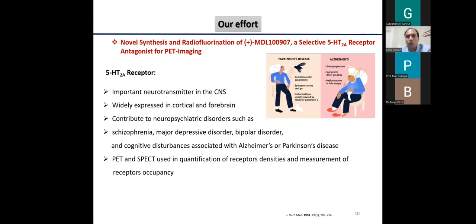So to detect this disease at an early stage, we need some techniques. We thought to employ these techniques, and there are still no radiotracers available to detect this disease at an early stage. SPECT and PET can be used to quantify this receptor and measure its occupancy. PET means positron emission tomography, and SPECT means single photon emission computed tomography. These are both advanced techniques.